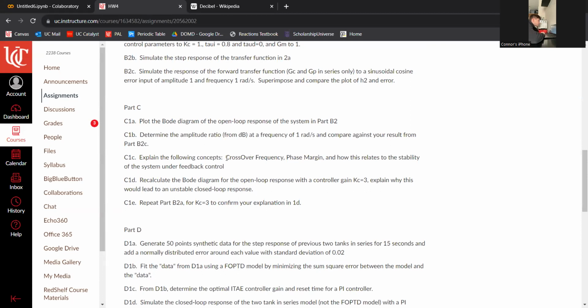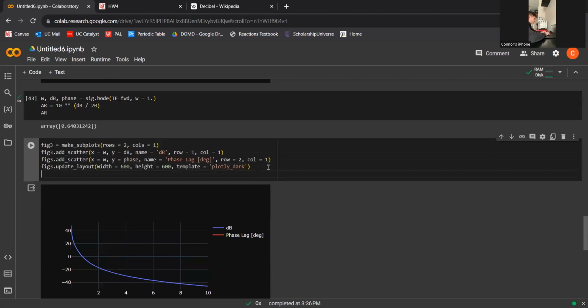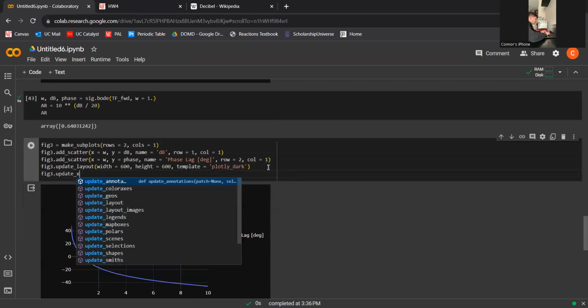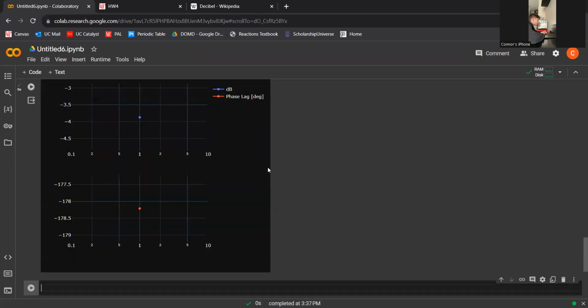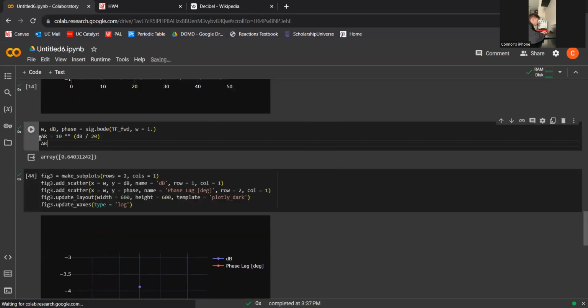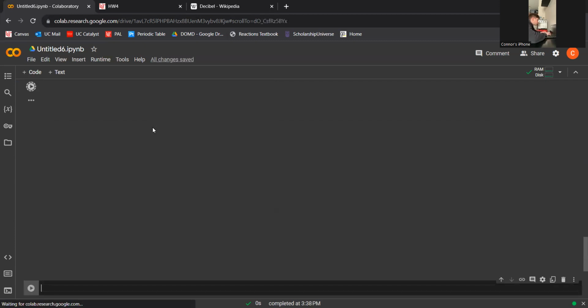So now we want to explain what crossover frequency and phase margin are and how this relates to system stability under feedback control. For crossover frequency, we need to reference this graph down here. I'm going to update the x-axis for both into a logarithmic scale so we can get a better idea. I'm going to get rid of this and revert back to what we had prior.